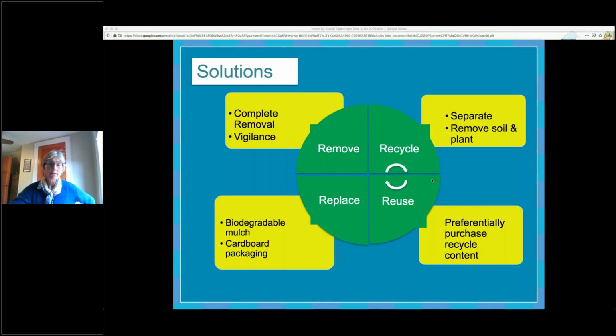So I work for the California Marine Sanctuary Foundation, and we're really a solutions-oriented organization. We want to find ways to solve the problem. And so the four most important things about finding solutions to the agriculture plastic use problem, first of all, is complete removal from the field.